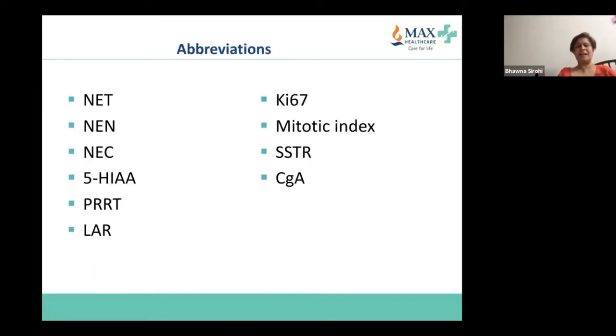Certain abbreviations are very important. Neuroendocrine tumor, neuroendocrine neoplasia is the current terminology that we use. Then you have neuroendocrine carcinoma, and 5-hydroxyindole acetic acid. Midgut tumors are serotonin producing tumors, and you have a drug, telotristat, which works against symptoms relating to high serotonin, which leads to diarrhea. So if you have a midgut tumor, doing a 24-hour urinary 5-HIAA is very important.